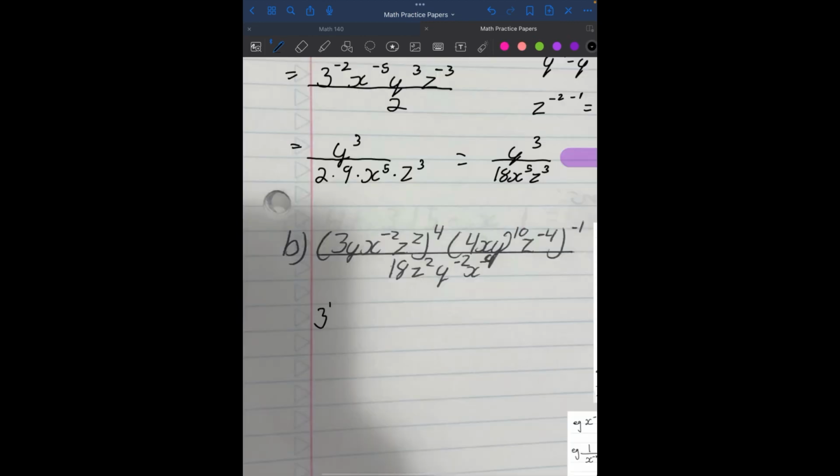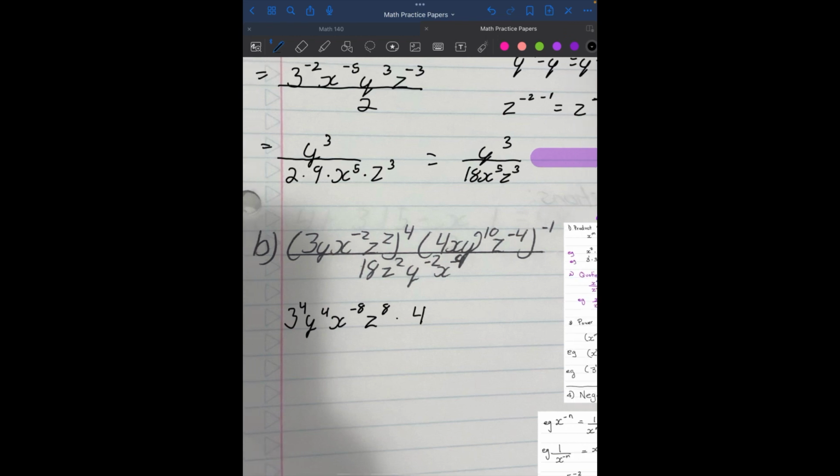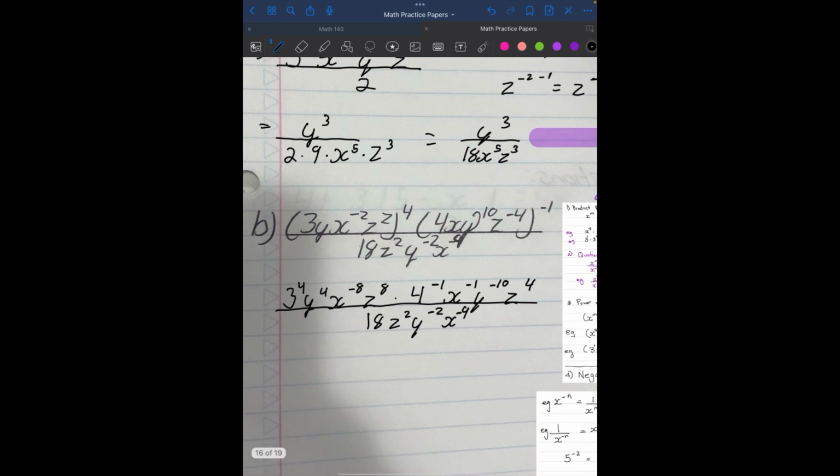Just raising everything to the power 4 now. We'll be working on it in sections. So you see this section being raised to 4, this one being raised to negative 1. So e to the power 4, y to the power 4, x to the power negative 8, because that's 4 times negative 2, and then z to the power of 8. And then times 4 to the power negative 1, x to the power negative 1, y to the power negative 10, z to the power positive 4. The negative times negative is a positive, and 18 z squared y negative 2 x, that's a negative 9.